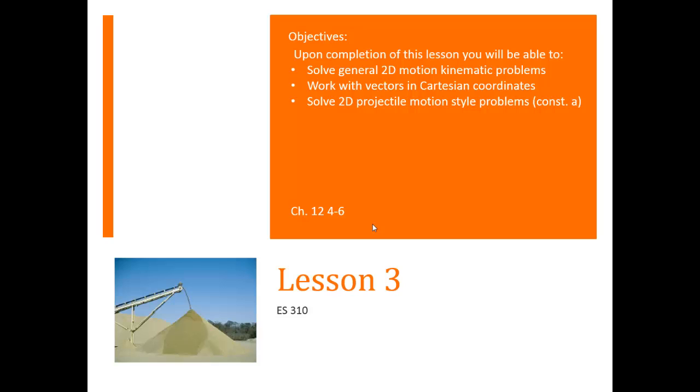And because we're working in 2D, we're working with vectors, so we'll do a quick review of vectors in Cartesian coordinates, and then we will look at the simplifications that occur with constant acceleration. So in 2D motion, this constant acceleration motion is often called projectile motion because it's the motion that occurs as an object or a projectile falls through the air. For more information on these topics, please see Hibbeler's textbook, Chapter 12, Sections 4 through 6.